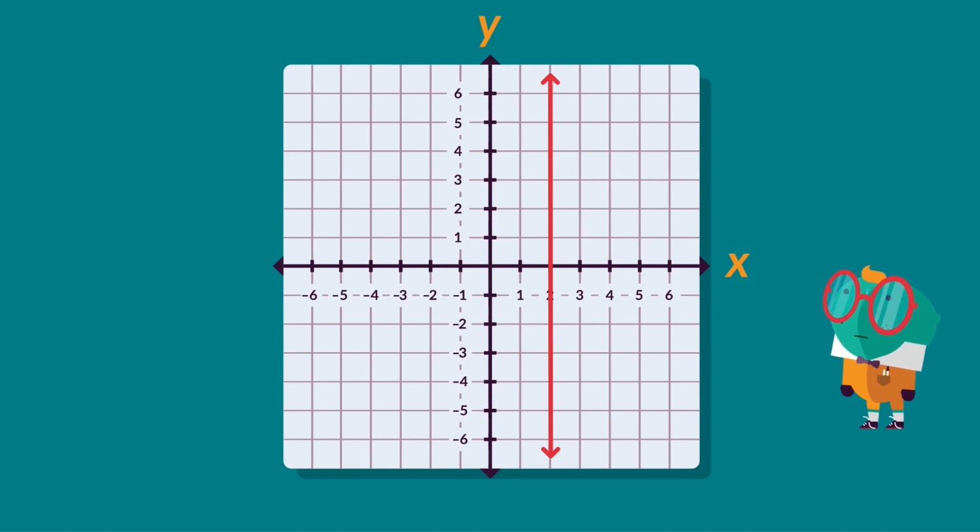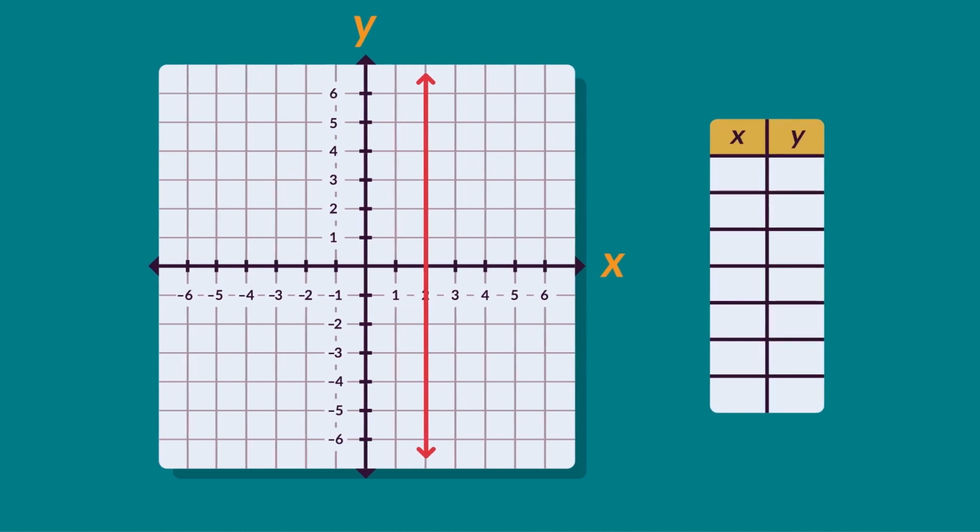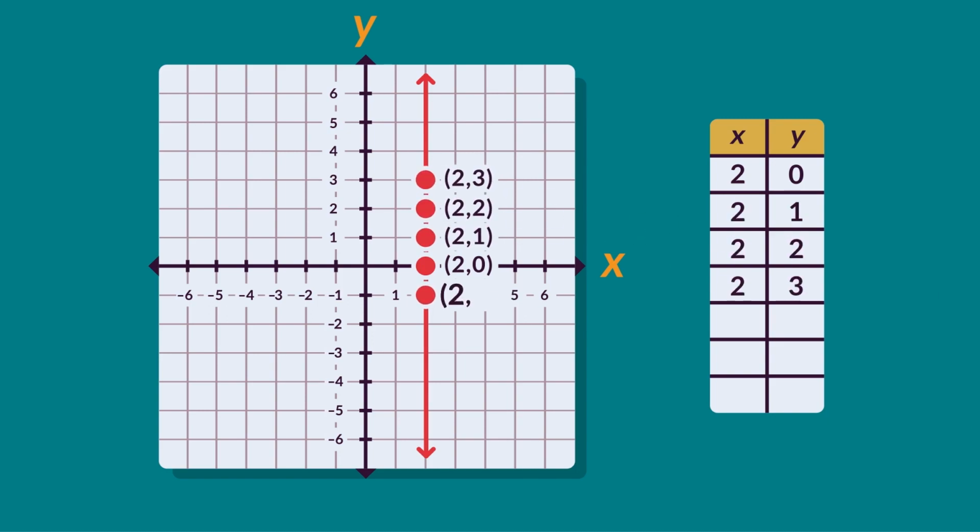For a vertical line, all the points on the line have the same x-coordinate. For example, some points on this vertical line are (2, 0), (2, 1), (2, 2), (2, 3), (2, -1), (2, -2), and (2, -3), which means the difference between the x-coordinates of any pair of points on the line is equal to 0.